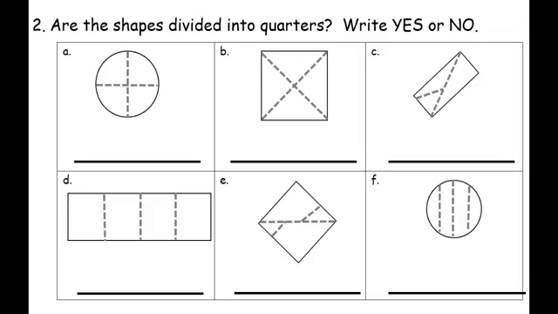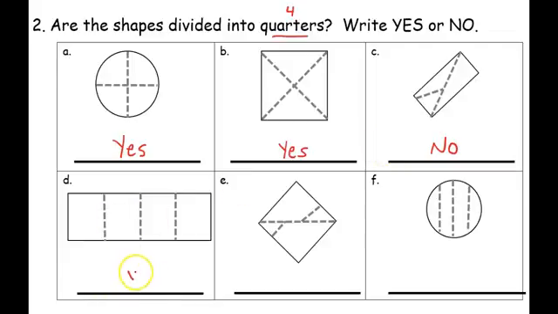We'll do the same thing in this section, but now we're looking for shapes that have been divided into quarters. And quarters would be 4 equal pieces. So the circle has been divided into 4 equal sections, so has the square. This rectangle has been divided into 3 sections and they are not equal, so we'll say no.